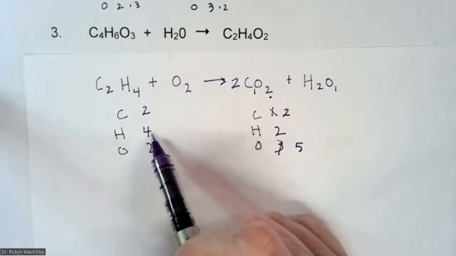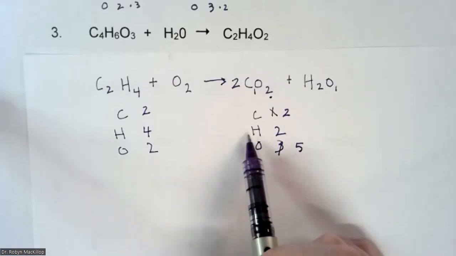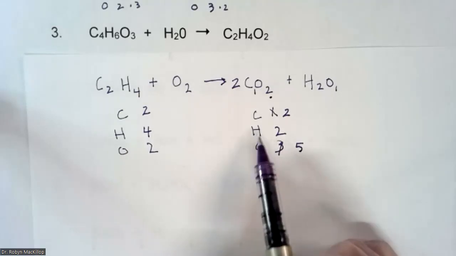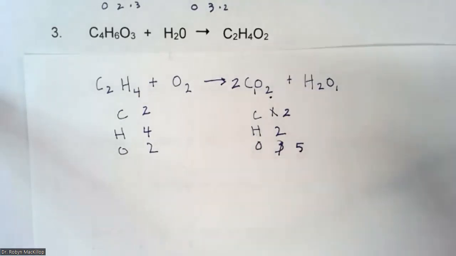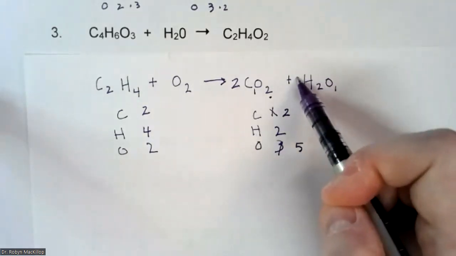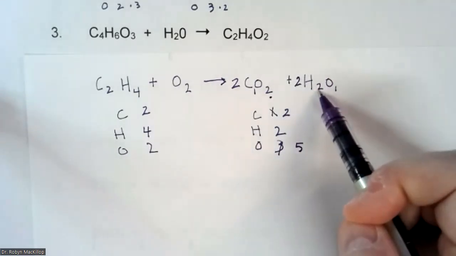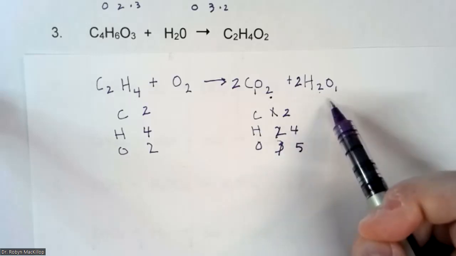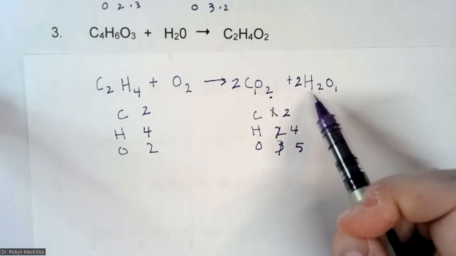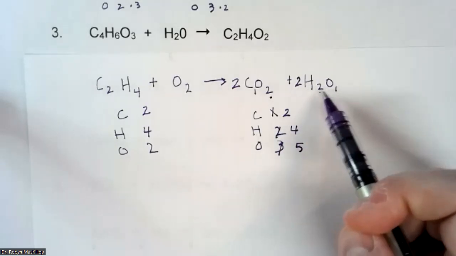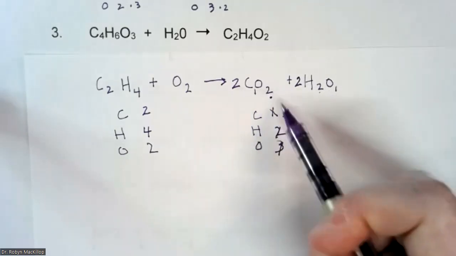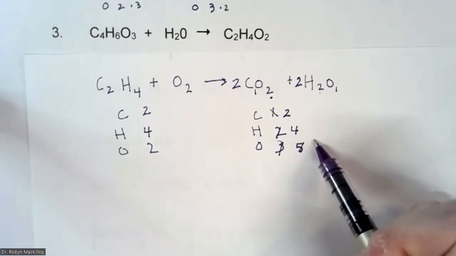So here, let's go to H's. Got 4 here and 2 here. What do we need to do to get this one up to 4? 2 times 2. Yep, let's put a 2 in front. That gives us 2 times 2 H's is 4, but I've altered the O's again, haven't I? How many O's do I now have? Yep, 2 times 1 is 2, plus the 4 over here. I now have 6.